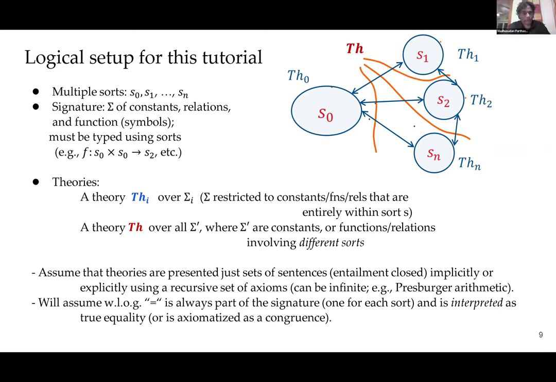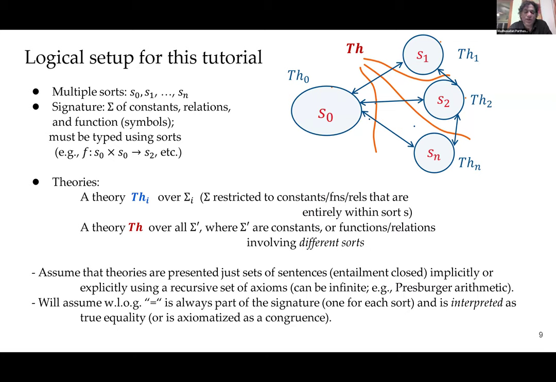What we are going to look at in the logic setup for this tutorial is a multi-sorted logic. So you have multiple sorts, S0 through Sn, and you have a typed signature. Every function and relation you should declare with its types. Now we will look at theories over these sorts, where we want a combination of theories.